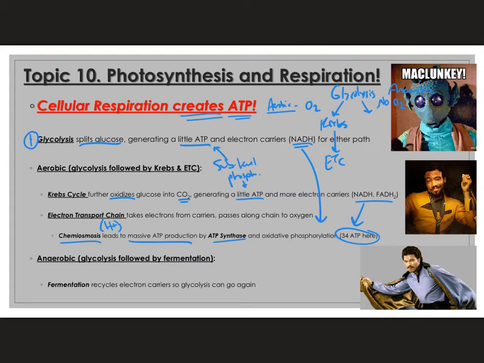Now, on the anaerobic side, our second step is fermentation. And remember that fermentation does not make ATP directly. So no direct ATP production. Instead, fermentation just recycles the electron carriers. So NADH, it's going to turn it back into NAD+, so it can pick up more electrons again. There's actually going to be a practice problem we're going to look at with this sort of concept built in there.